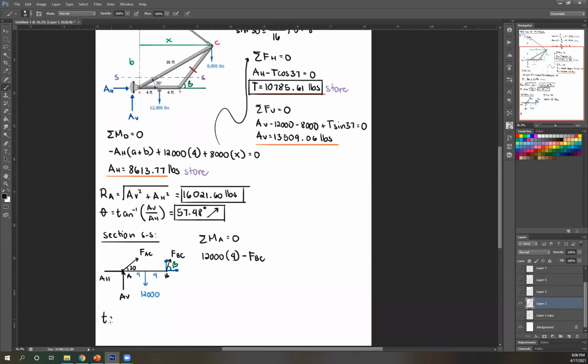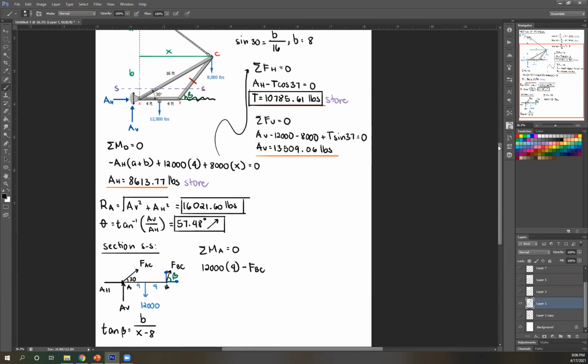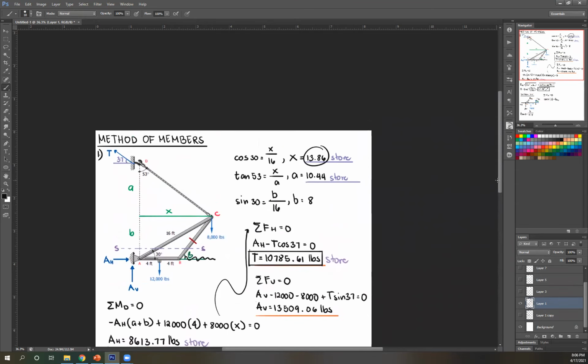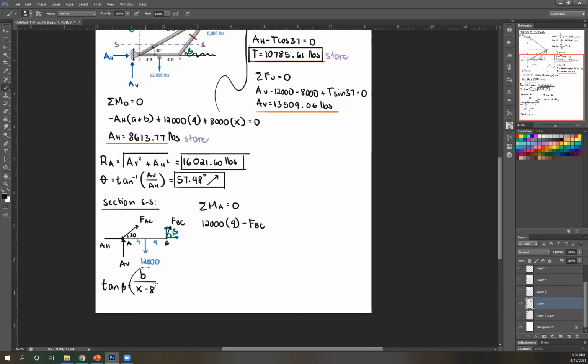Let's do that here. Tangent beta equals opposite. So what's opposite to beta? Again, it's this. So that's b over adjacent. So what's adjacent? It's this length, which is again x minus 8, right? 4 plus 4, 8. So x minus 8. b, we already know to be 8. x is 13.86. Okay, so solving those values here, we can solve for beta, which is 53.79 degrees.